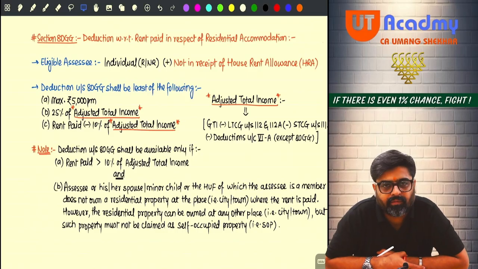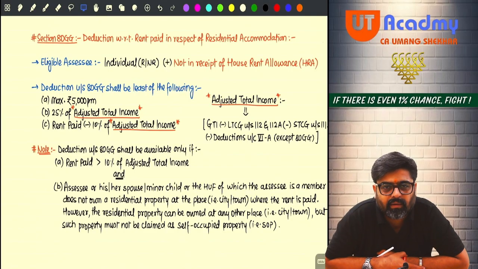Forget about the place where you are paying rent. Take only 25%, but 25% of adjusted total income. What you will take? Adjusted total income, 25% of that. Understood? How to calculate this adjusted total income? You all already know. Take GTI minus STCG 111A, LTCG 112, 112A, minus Chapter 6A deductions. All deductions under Chapter 6A, 80, except 80GG, because you are calculating that deduction only. Other than this, claim all the deductions.